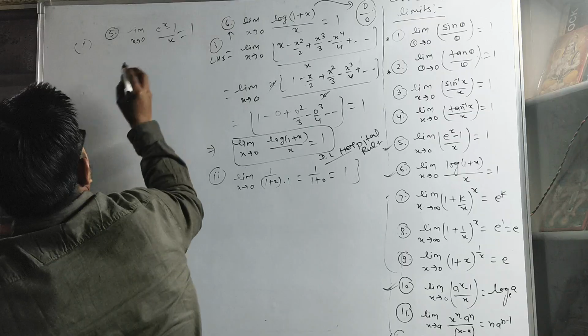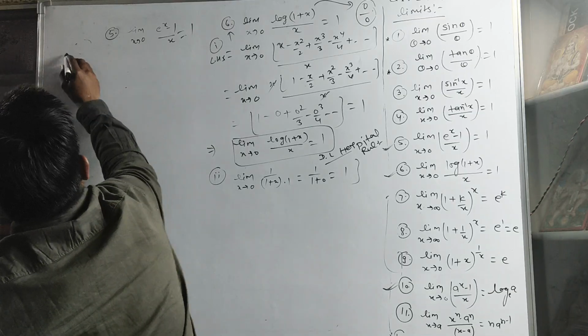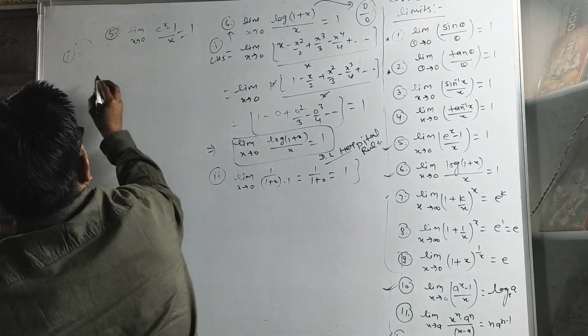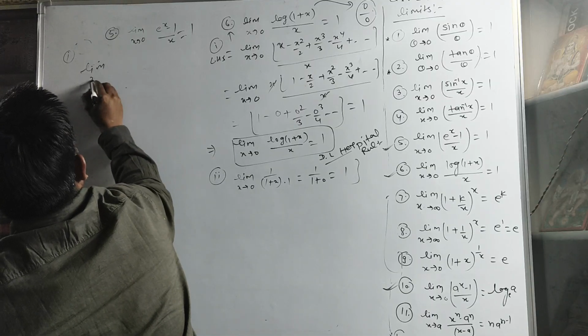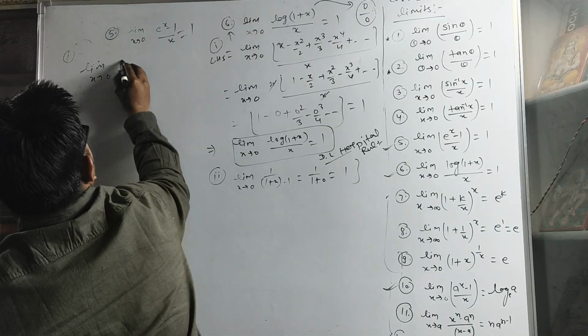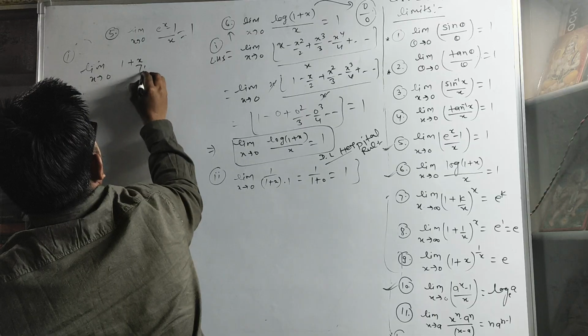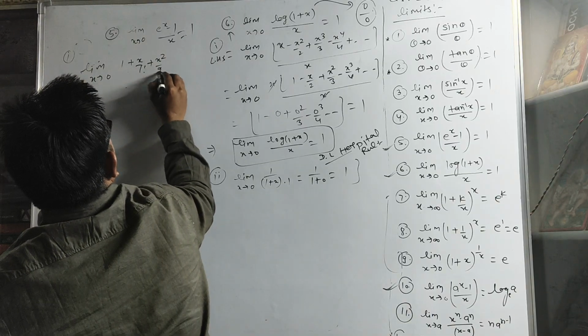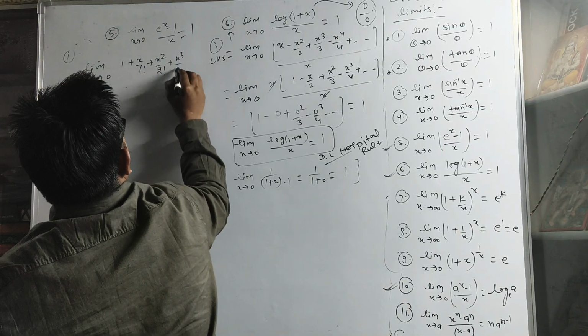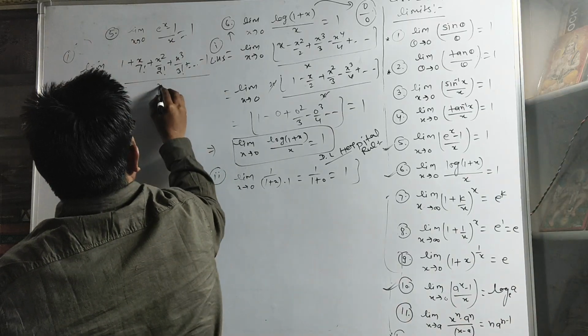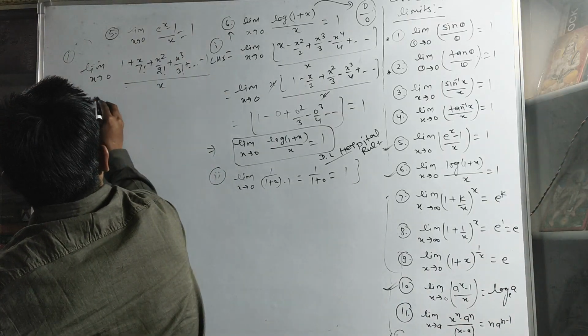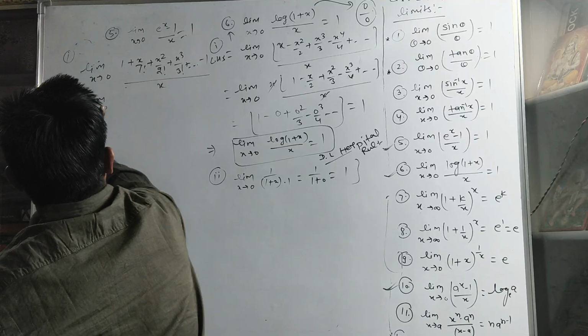And the second question is exponential x. So if we apply the exponential series here, that means limit x tending to 0, exponential x is 1 plus x upon factorial 1, x square by factorial 2, x cube by factorial 3 and so on. And this one is minus 1, upon x. This is limit x tending to 0.